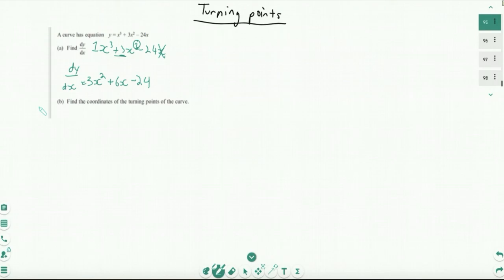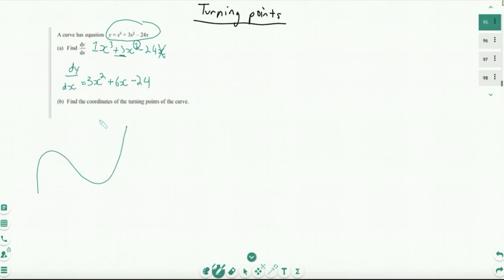Part B. Find the coordinates of the turning points of the curve. In order to work around the idea of turning points, it's always best to just draw a picture, and the answer will come actually very, very clear. Well, let's just draw this graph out. x cubed plus 3x squared minus 24x. Since the largest power is a 3, this is going to be a cubic graph. And since it's positive x cubed, our graph will look like this.